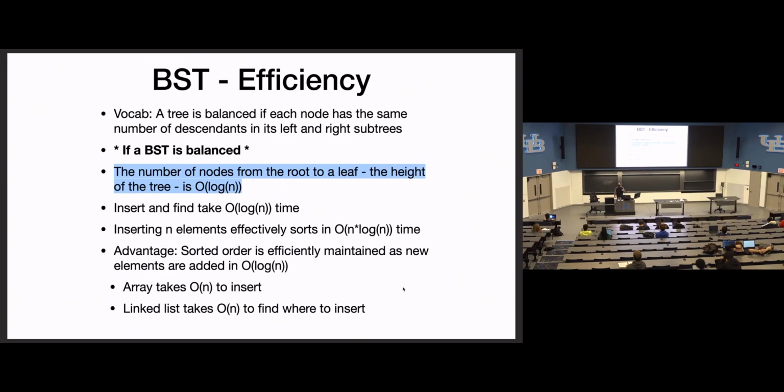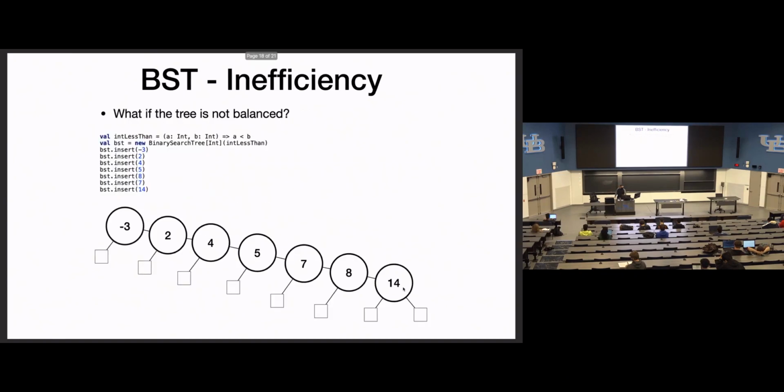One big advantage of this is that you can add new elements and maintain sorted order. With a list, if you add an element to a sorted list, you have to resort the whole thing, and it takes n log n time. If you have a tree, you add an element, it remains sorted, and you don't have to resort anything. It just takes log n time to insert.